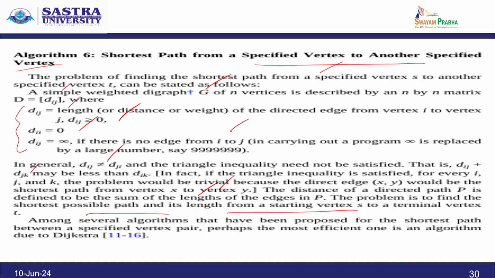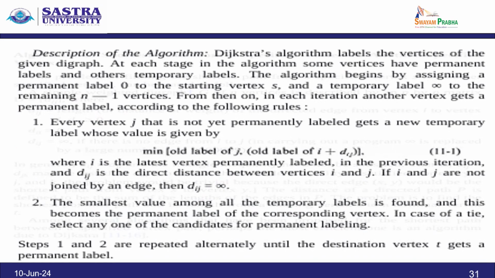Several algorithms have been proposed for the shortest path between a specified vertex pair. Perhaps the most efficient one is an algorithm due to Dijkstra. This is a very good algorithm for finding the shortest path from one vertex to another vertex. Now, we are going to describe the algorithm.